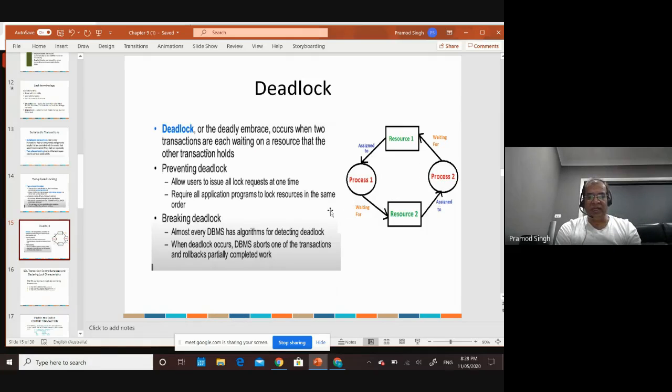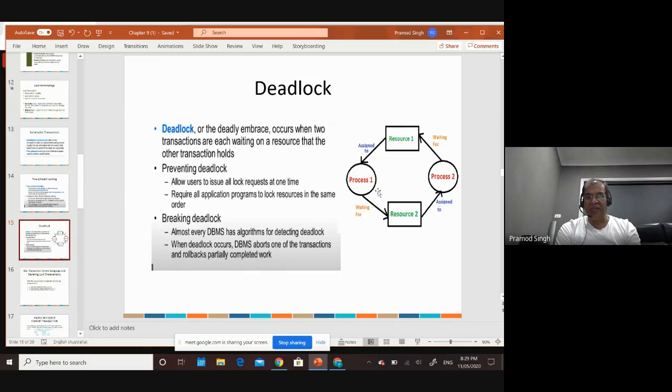Under that situation, there are two ways of coming out. First way is preventing deadlock. Suppose process 1 is able to get resource 1 but not able to get resource 2, automatically it should release the lock of resource 1 immediately. That's preventing deadlock. Either process 1 should be able to get both locks, or it should release whatever lock it has got. That is called preventing.